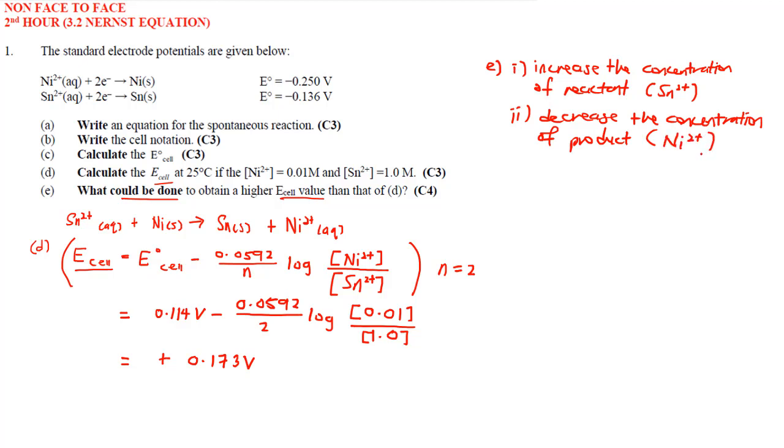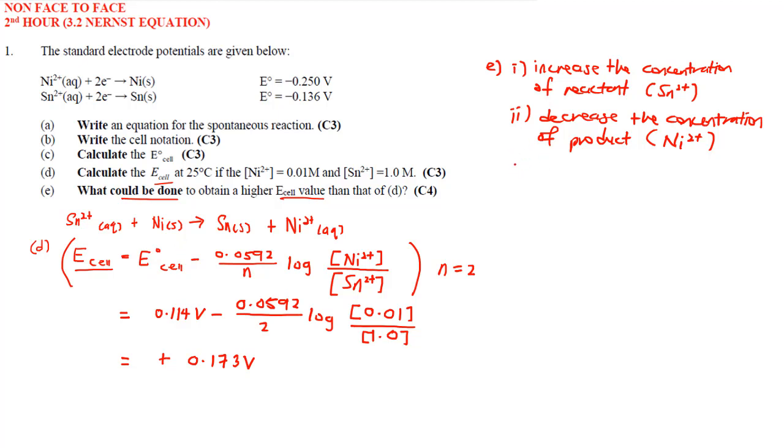Okay, alright. And what we can do, we can also increase the E naught cell. We can increase this portion here, so that E naught cell minus this portion, we get a bigger value. So how can we increase the E naught cell? For example, for the anode we can use a half cell with a more negative E naught, or for the cathode we can use a half cell with a more positive E naught. So that we can get a bigger value for our E naught cell.